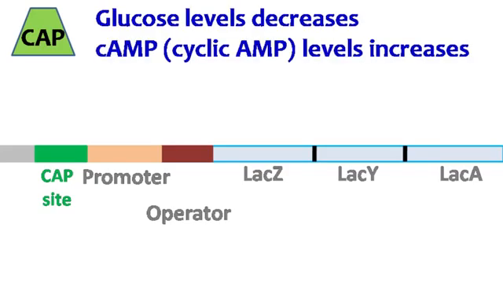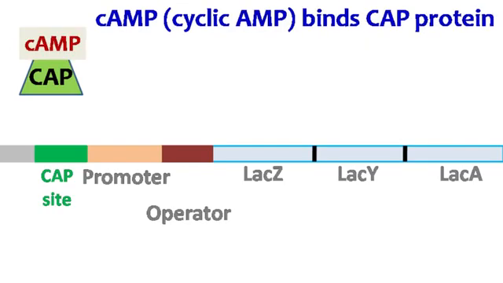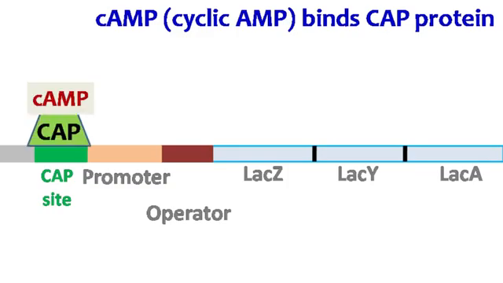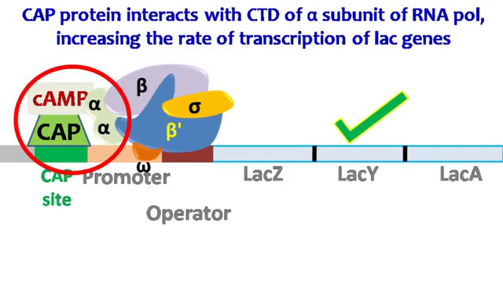When the glucose levels in the cell decrease, the level of cyclic AMP in the cell increases. The cAMP binds CAP protein and activates it. The cAMP-CAP complex then binds to the CAP site and interacts with the C-terminal domain of the alpha subunit of RNA polymerase enzyme. This increases the rate of transcription of lac genes.